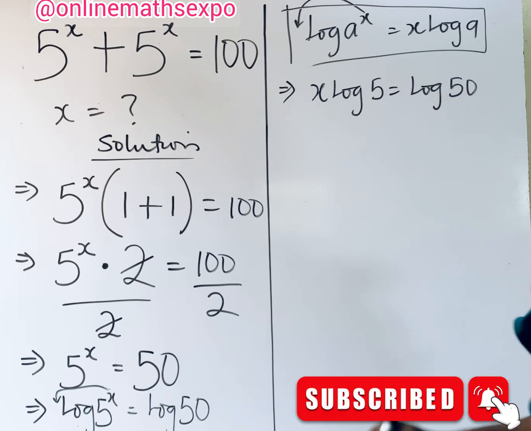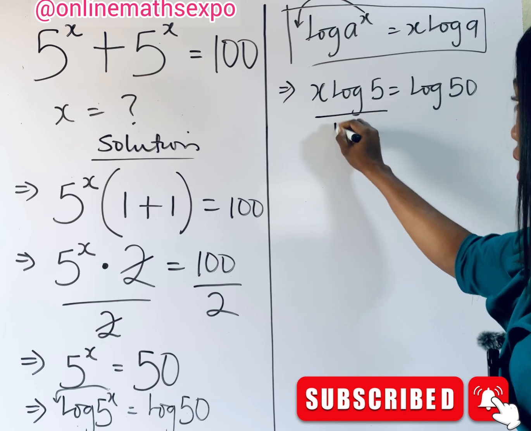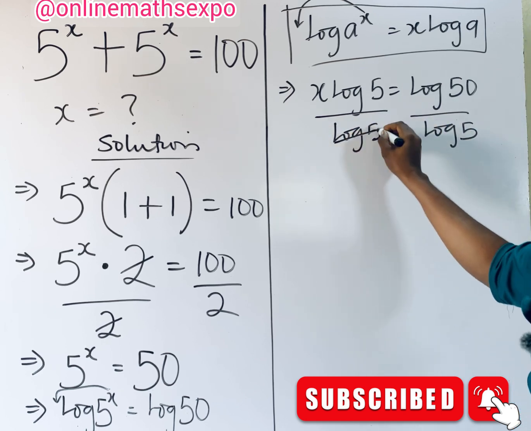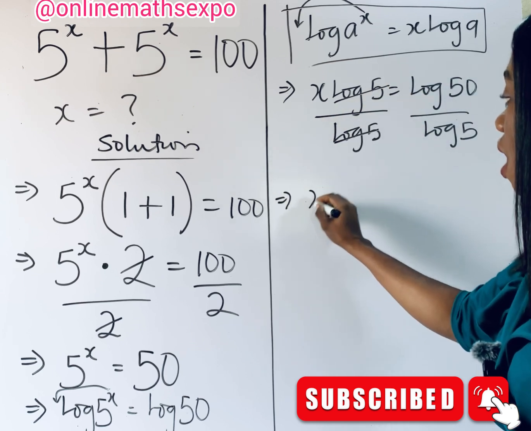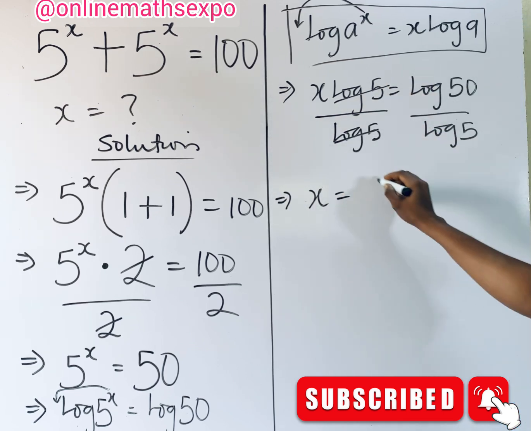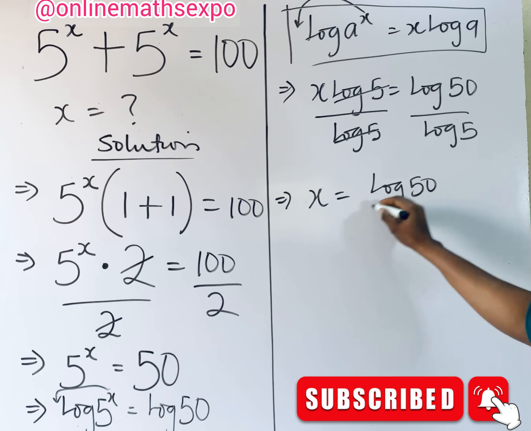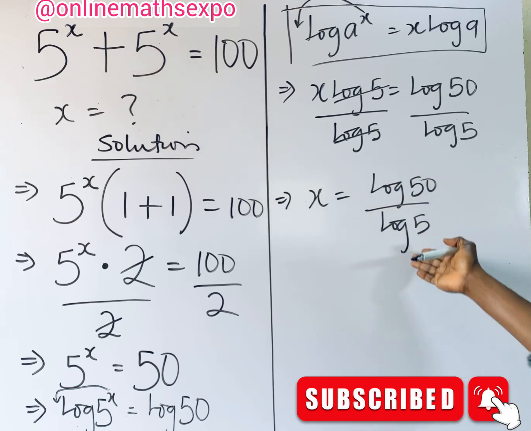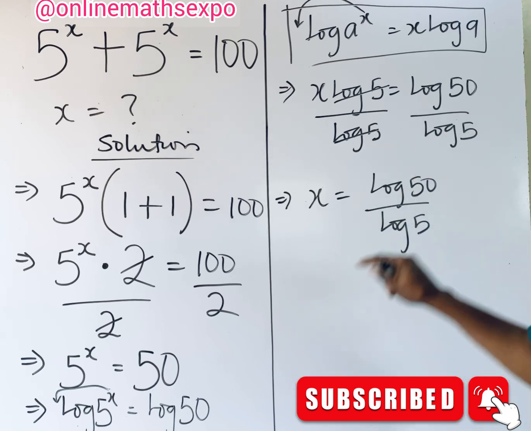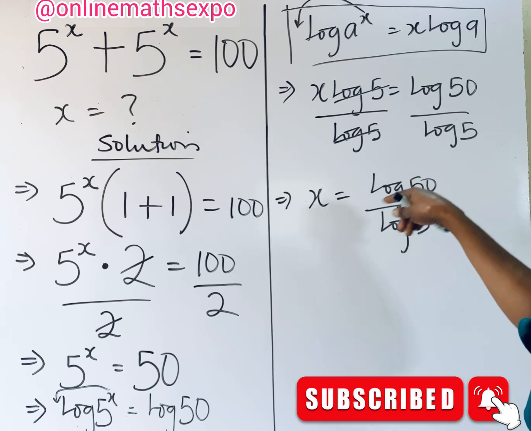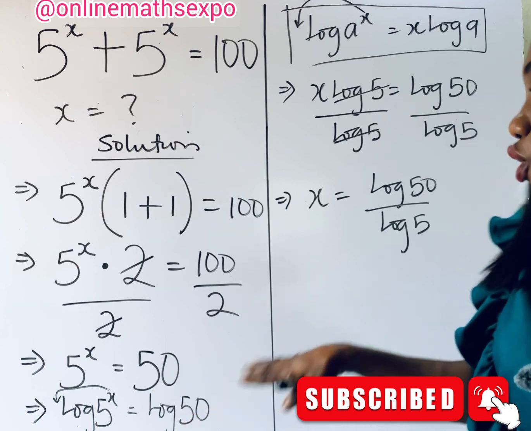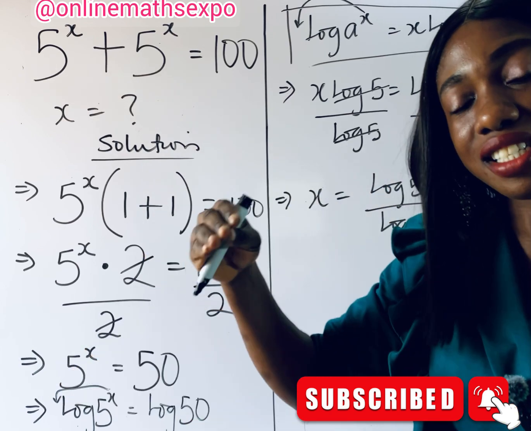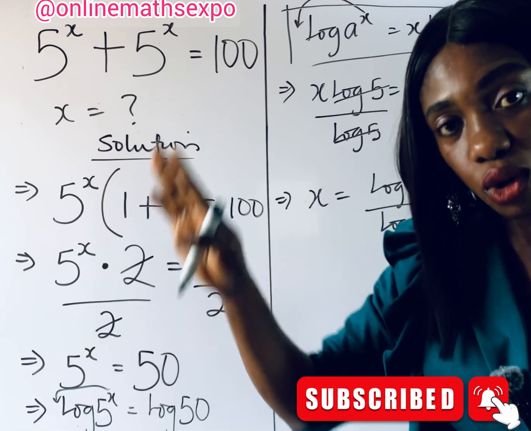What do you do next? To get your x, you divide both sides by log of 5. This cancels this. You are left with x is equal to log of 50 divided by log of 5. But don't be too quick to say that this is your x. Observe carefully that this 50 still has numbers that you can simplify. So your answer should always be in prime form. Whenever it is expressed in prime form, that is the lowest form.